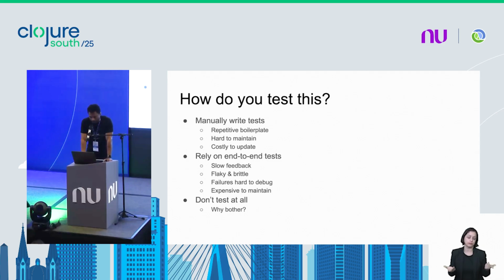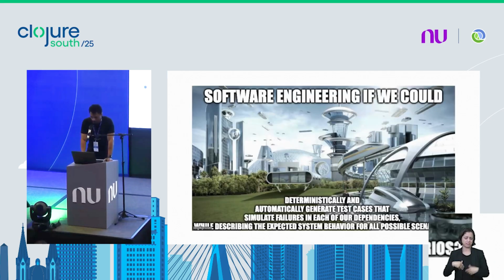An alternative that I saw is to rely on end-to-end tests. So I have a few basic end-to-end tests that cover the most important features that we have. But the feedback is really slow in this case, at least in my experience. And it's usually flaky. Failures are super hard to debug and expensive to maintain. Nubank actually has a really good article about that. The third most common approach I saw is don't test. Why bother, right? It's really hard to do.